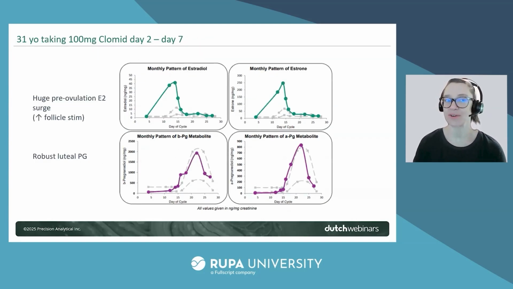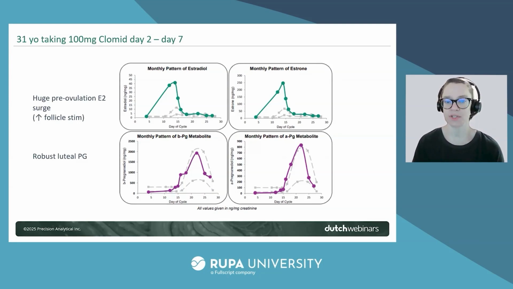This is a 31-year-old trying to get pregnant. She's taking 100 milligrams of Clomid, using that days 2 through 7. There are some folks that want to see what that luteal phase looks like after they do ovarian stimulation. We don't have expected ranges on those therapies, but what we're getting here is what you would expect to see.